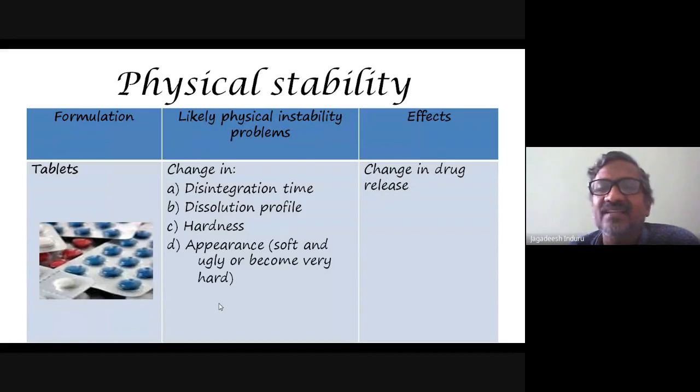So most of these changes cause changes in the drug release. So it will affect the functionality of the dosage form. We need to take this physical concern, physical stability, into consideration whenever we are launching our product.